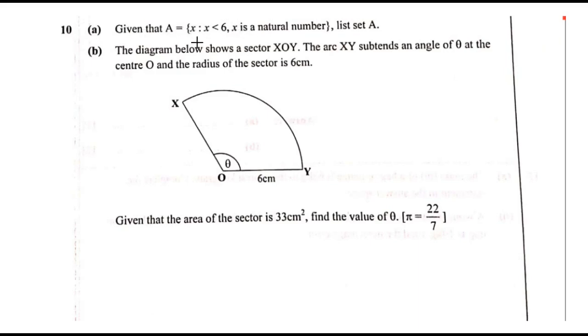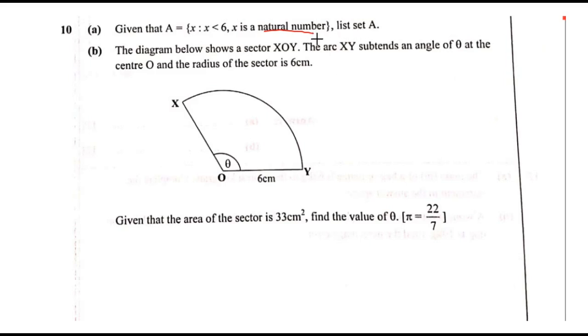So given that A is a set of x's such that x is less than 6, x is a natural number. Therefore you have to know a natural number. What is a natural number? We're looking for natural numbers which are less than 6. The natural numbers are basically just counting numbers, and they do not include the number 0. So when you say let's count, you start from 1, you don't start from 0. So 1, 2, 3, up to wherever you can count, those are called natural numbers.